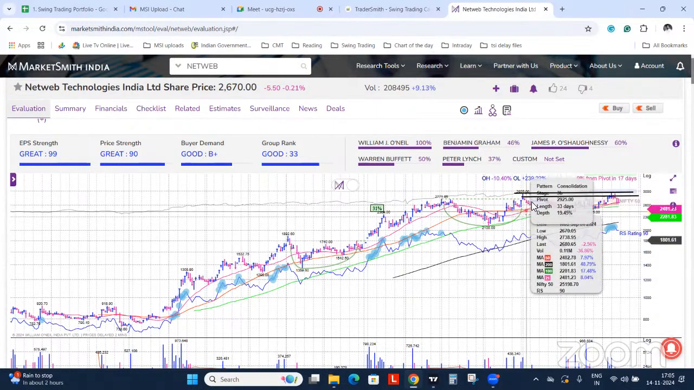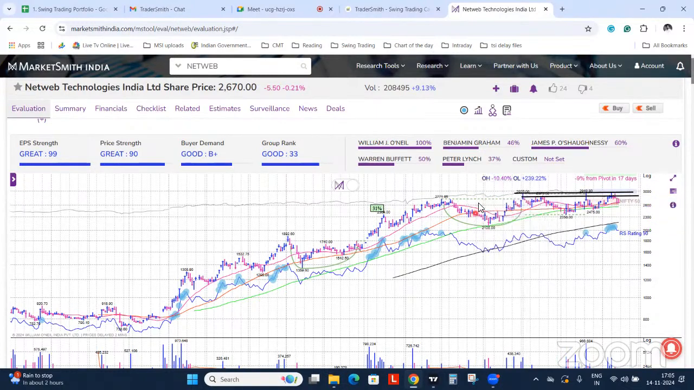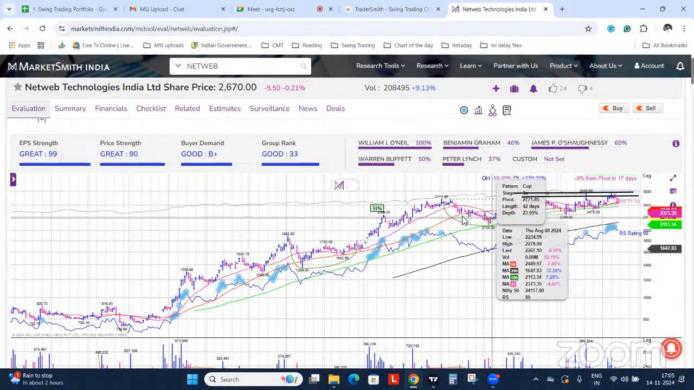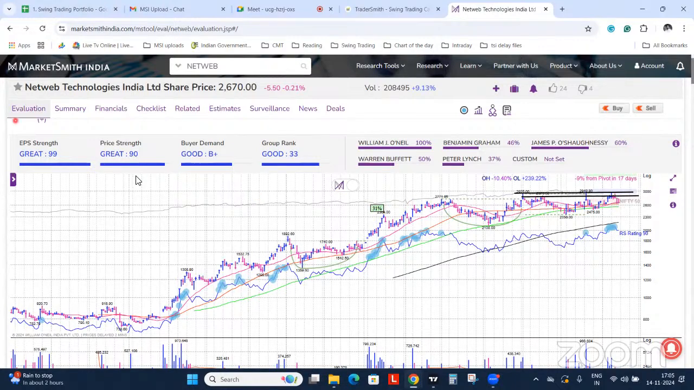then we might see fresh upside. But right now, it's a sideways kind of move. Those willing to take the risk can do so with this upward sloping trend line and a tighter stop loss. One can continue to trade, but it is better to wait for the breakout to happen in this particular market.